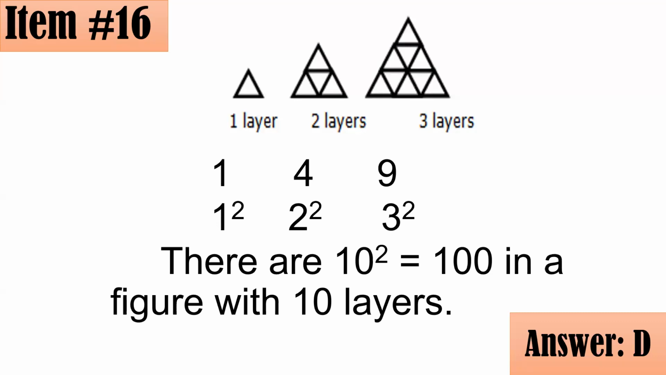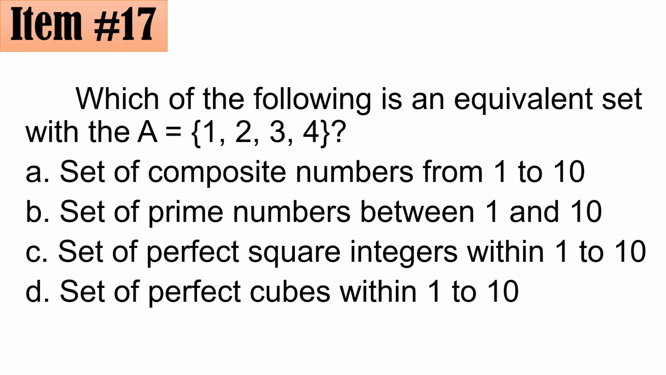17. Which of the following is an equivalent set with the set A with elements 1, 2, 3, 4? Is it A, the set of composite numbers from 1 to 10? B, the set of prime numbers between 1 and 10? C, the set of perfect square integers within 1 to 10? Or D, set of perfect cubes within 1 to 10? What do you think?